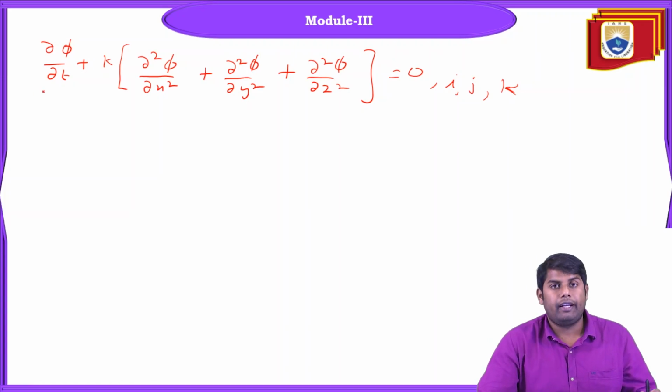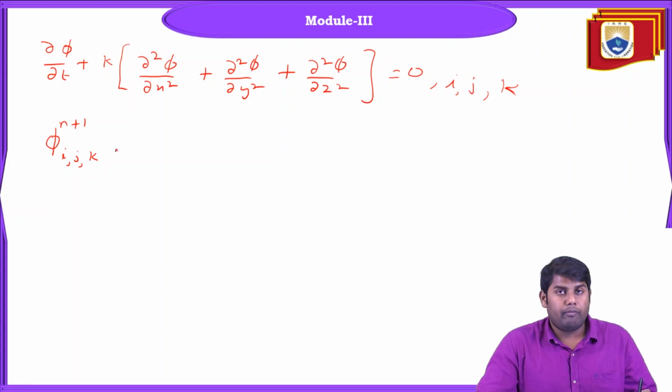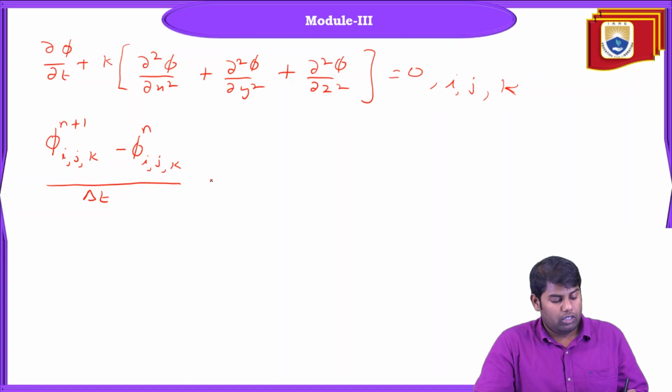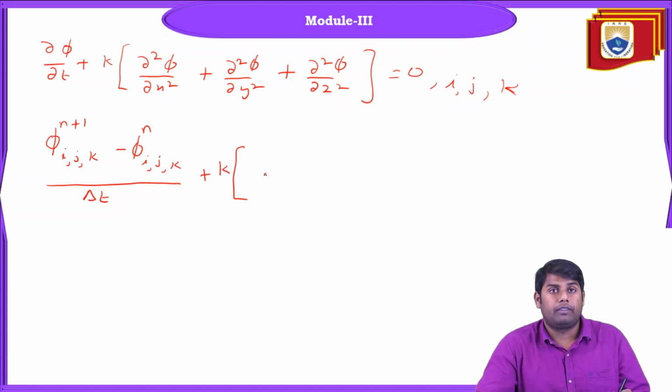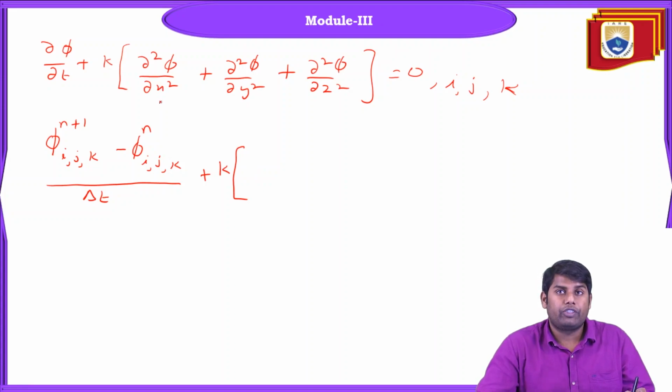So we'll just rewrite and we'll get to know. So we have phi of i, j, k to the power of n plus 1 minus phi of i, j, k to the power of n divided by delta t, plus k into, so we have three terms here. We have the dou square phi by dou x square term, the dou square phi by dou y square term, and the dou square phi by dou z square term.